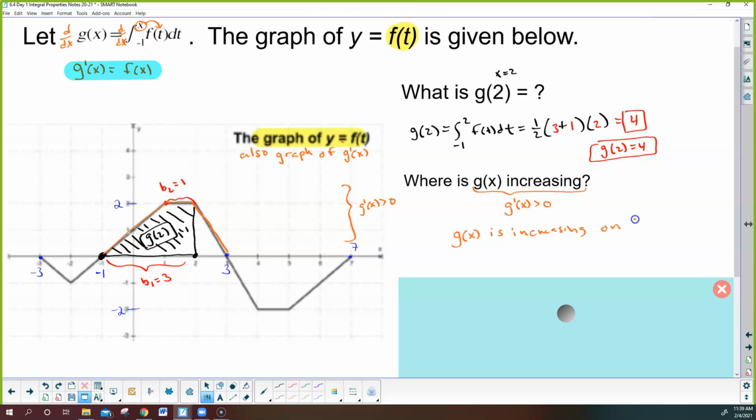on the interval -1 to 3. And my reason is right here, because the derivative is greater than 0.